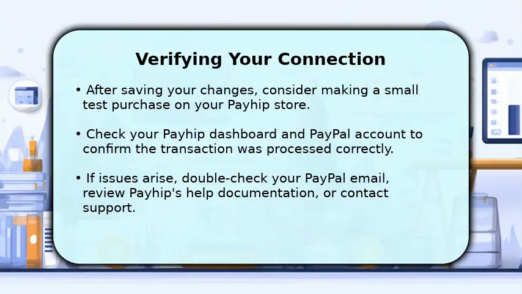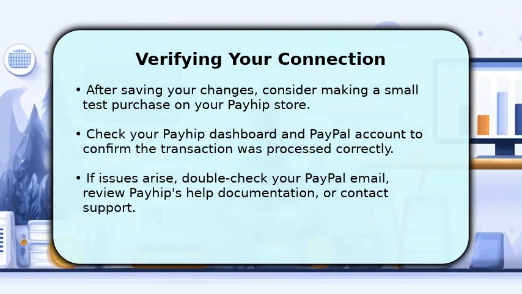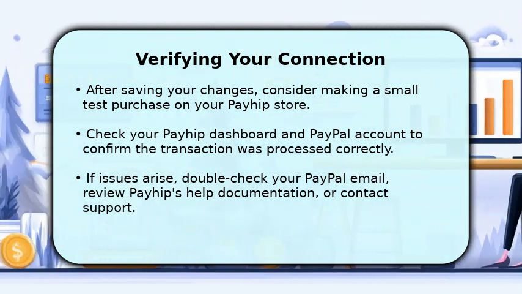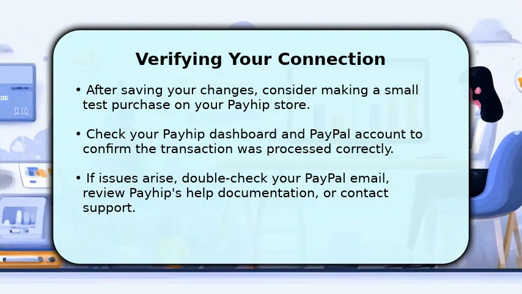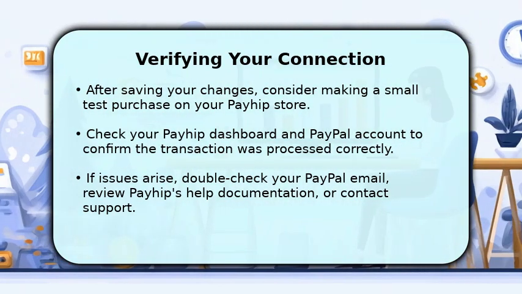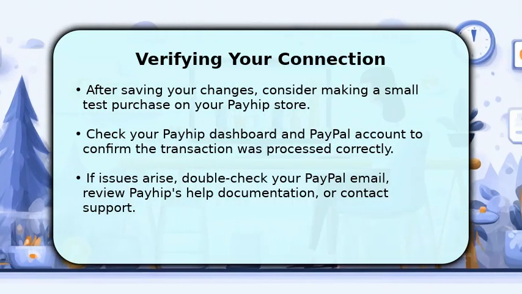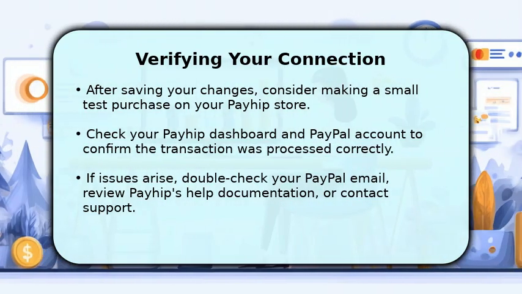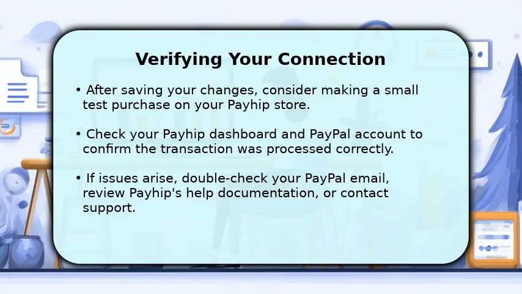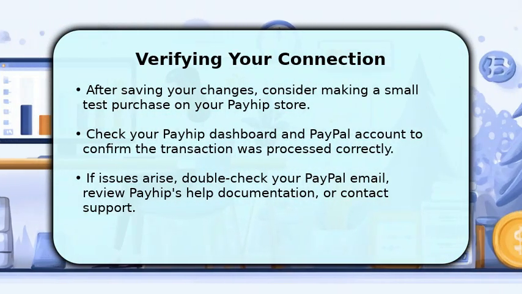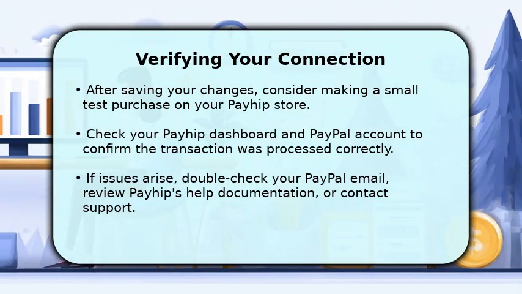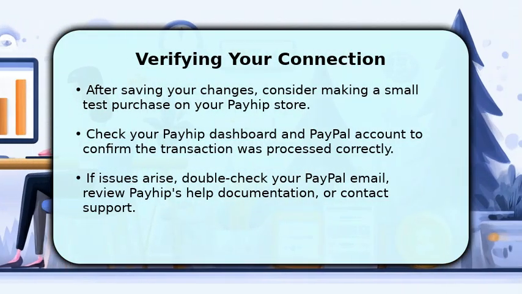Once you have saved your PayPal connection details, it is highly recommended to perform a test transaction. Simply create a small product and attempt to purchase it using your newly connected PayPal. Verify that the payment appears in your PayPal account and is registered in your Payhip sales dashboard. This confirms the setup is fully operational and ready to receive customer payments effectively.